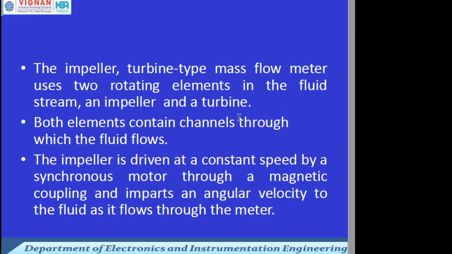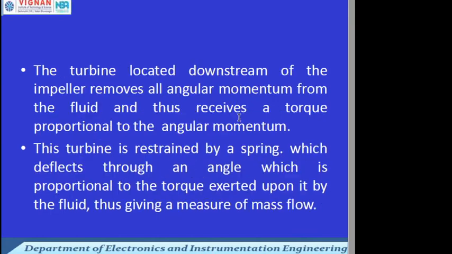The impeller or turbine type mass flow meter uses two rotating elements in the fluid stream, an impeller and a turbine. So these two elements will be used here. Both elements contain channels through which the fluid flows. The impeller is driven at a constant speed by a synchronous motor through a magnetic coupling and imparts an angular velocity to the fluid as it flows through the meter.